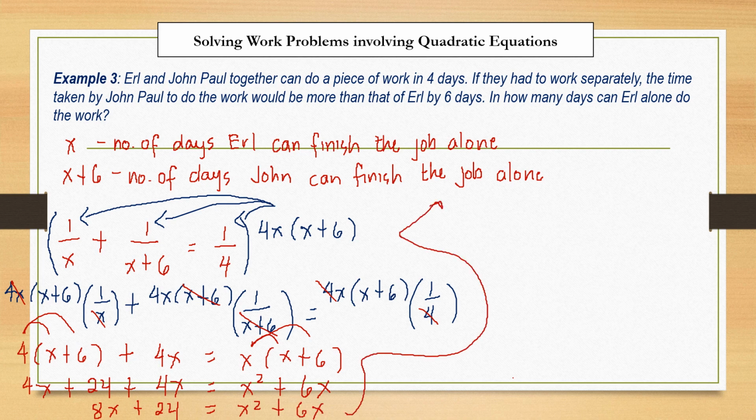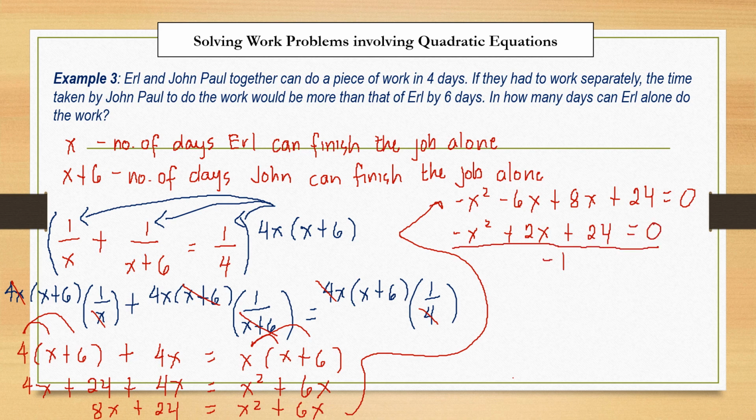Let us move all terms to the left side of the equation. So we have negative x squared minus 6x plus 8x plus 24 is equal to 0. Combine like terms. So we have negative x squared plus 2x plus 24 is equal to 0. Divide the entire equation by -1. We now have x squared minus 2x minus 24 is equal to 0. This is now our quadratic equation in standard form, which can be solved using the method of our choice.